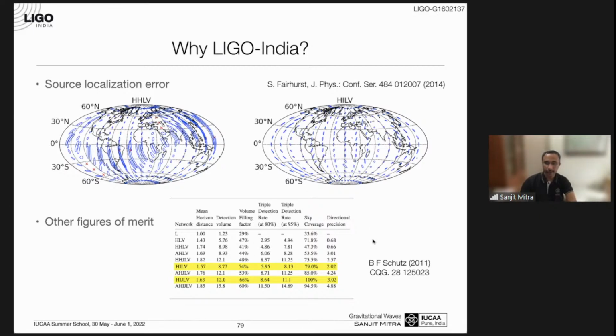If you detect with two detectors, localization is bad. So how much would be the improvement with triple coincident detection? That is enormous. You see, this increases by a factor of 6 or so compared to the two LIGO detectors. Sky coverage increases and all those things happen. Anyway, the point is that there are many advantages of LIGO India.